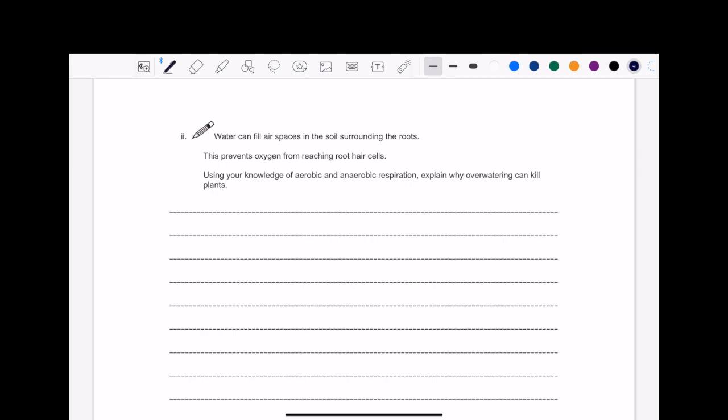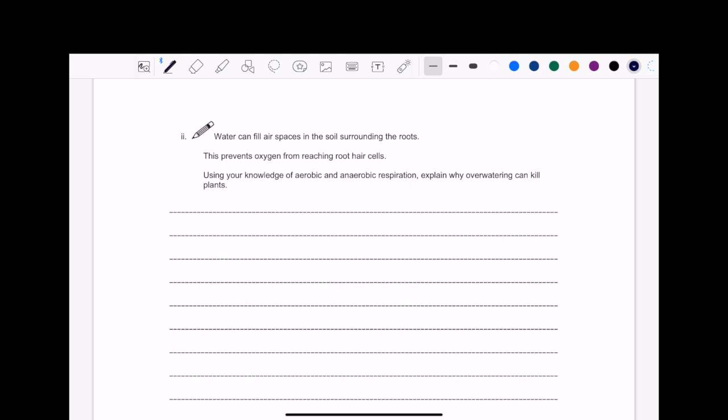Okay, well if there's no oxygen, no aerobic respiration can occur. Very simply, because it said it prevents oxygen from reaching the root hair cells. So number one, no oxygen, so no aerobic respiration. If there is no aerobic respiration, there's no link reaction, no Krebs cycle, no oxidative phosphorylation. So there will be no final electron acceptor, because that should be oxygen, right? Well, no oxygen to act as the final electron acceptor in the first place.